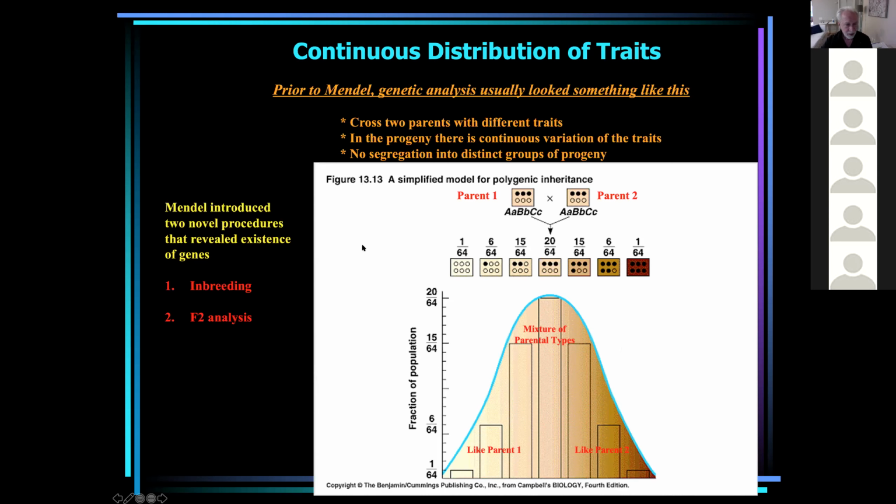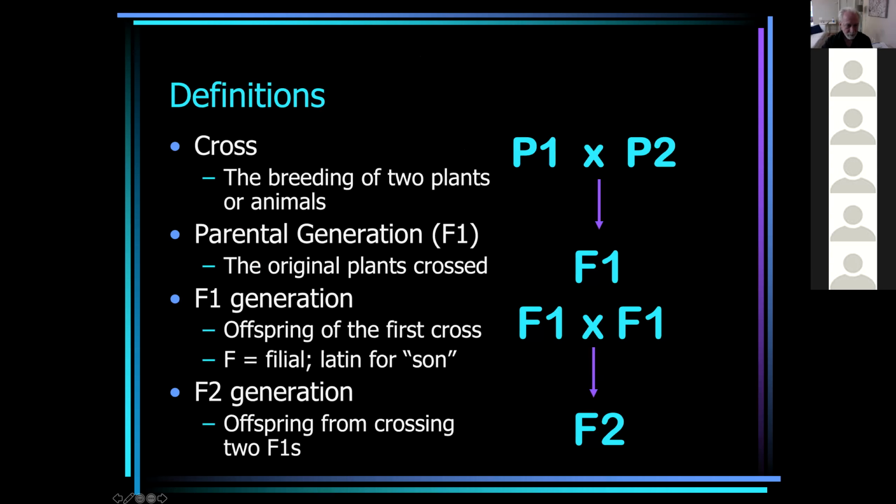Mendel did two things that led to clarification, listed here on the left. He did inbreeding and he did F2 analysis. Now, what do those two things mean? It's critical for your understanding, and we'll talk about that next.